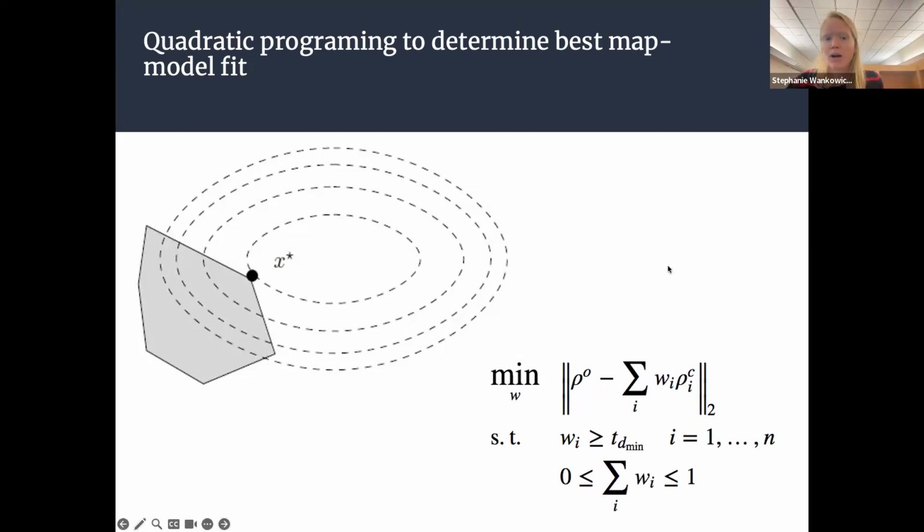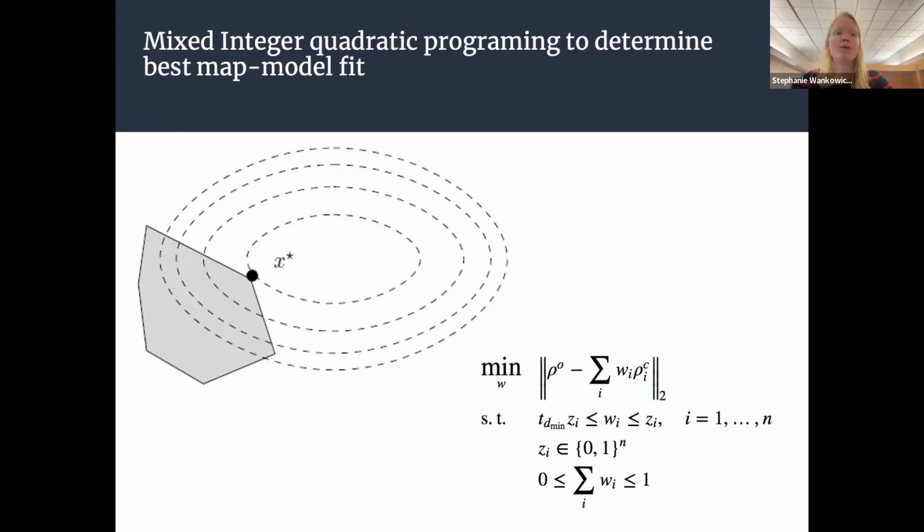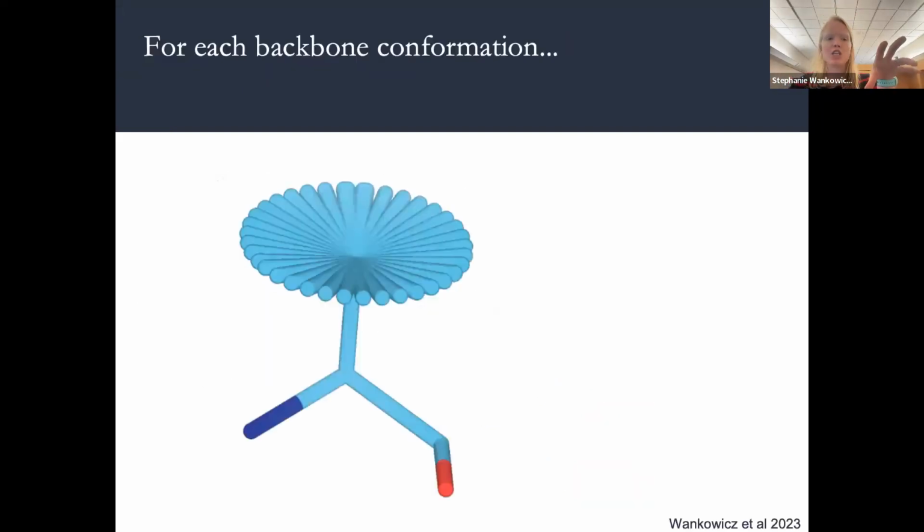And we have a couple of requirements. We require that the minimum weight is a certain amount, and we also require that the sum of the weights is between 0 and 1. Then we follow this up with a mixed integer quadratic programming step. This has multiple additional restraints on it to choose the best, up to 5 different conformations to fit the backbone. Taking in each backbone conformation, we then start to sample up the side chain.